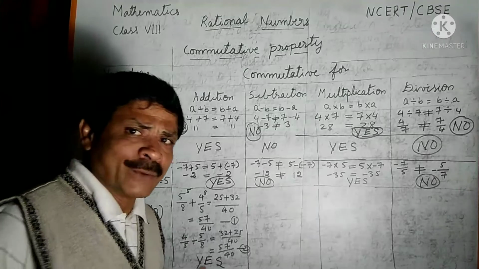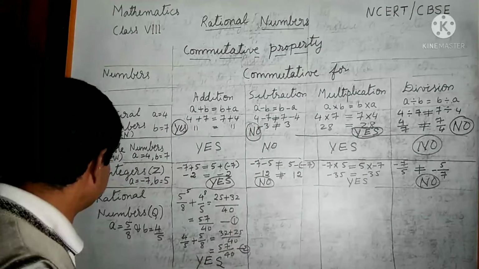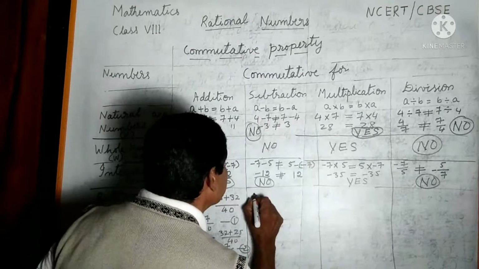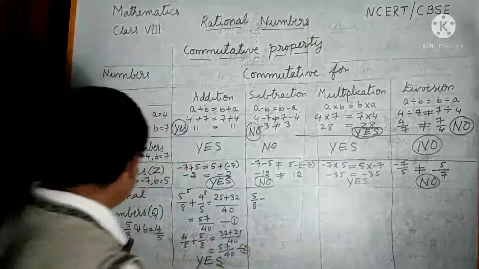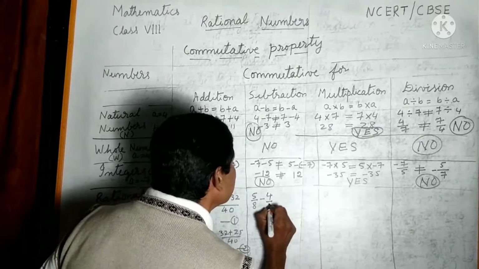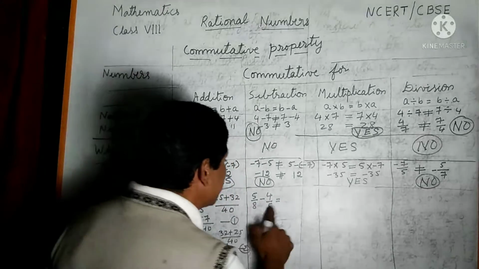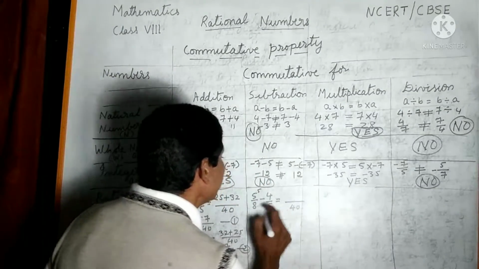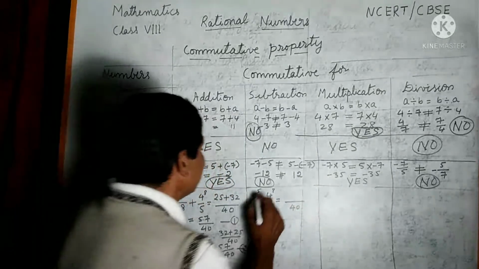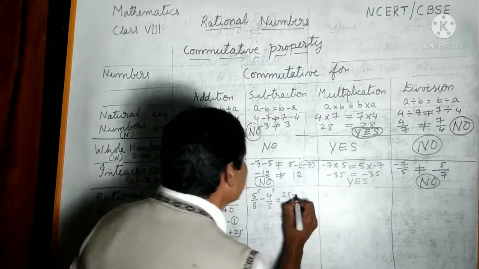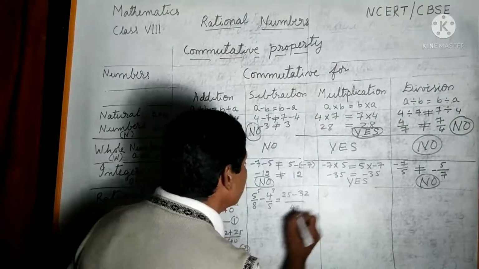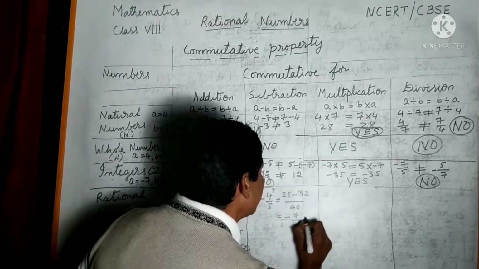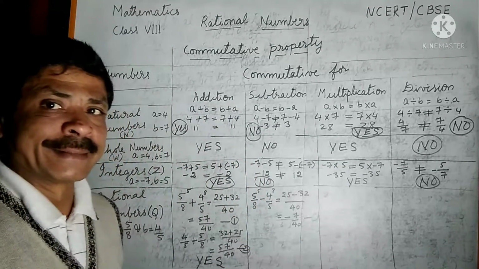Now let us check for subtraction. A minus b is 5 by 8 minus 4 by 5. This is equal to, LCM is 40. 8 fives are 40 and 5 eights are 40. 5 fives are 25 minus 32. This is equal to minus 7 by 40. Let us write 1 here.